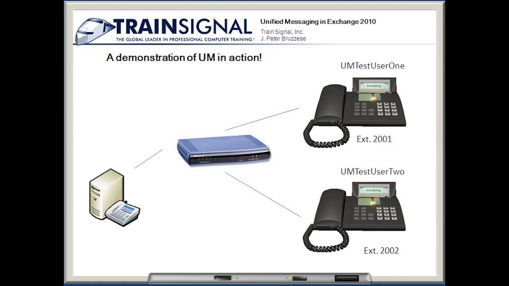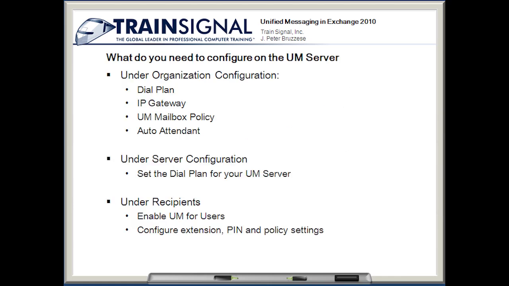But before we can do that, we have to configure our server. So here are some of the things that we need to configure on our unified messaging server. Under the organization configuration, we're going to create a dial plan. When we do that, it's automatically going to create a unified messaging mailbox policy. You can go back and adjust that policy at any time. We're also going to create an IP gateway. What that's going to do is connect our unified messaging server up with our AudioCodes box. And last, we're going to set up an auto attendant so that someone answers the phone when we call.